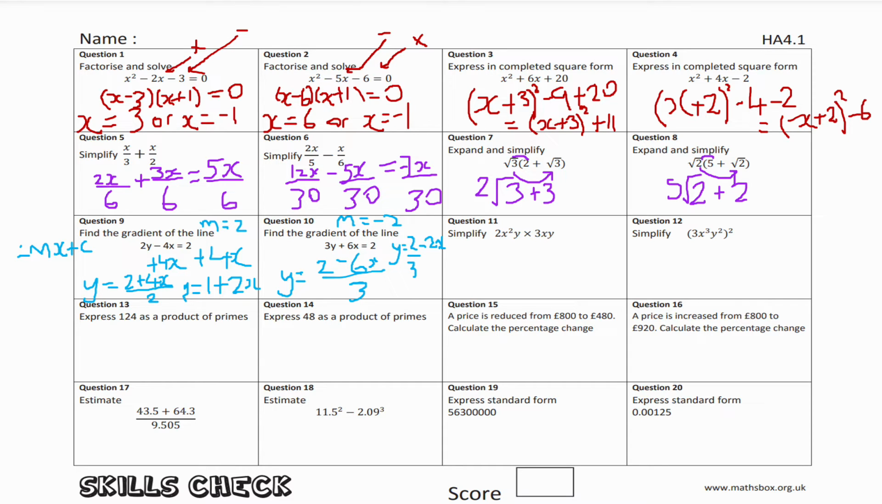Okay, so the gradient is always the value of m. So it's the coefficient of x. It's the number in front of the x.